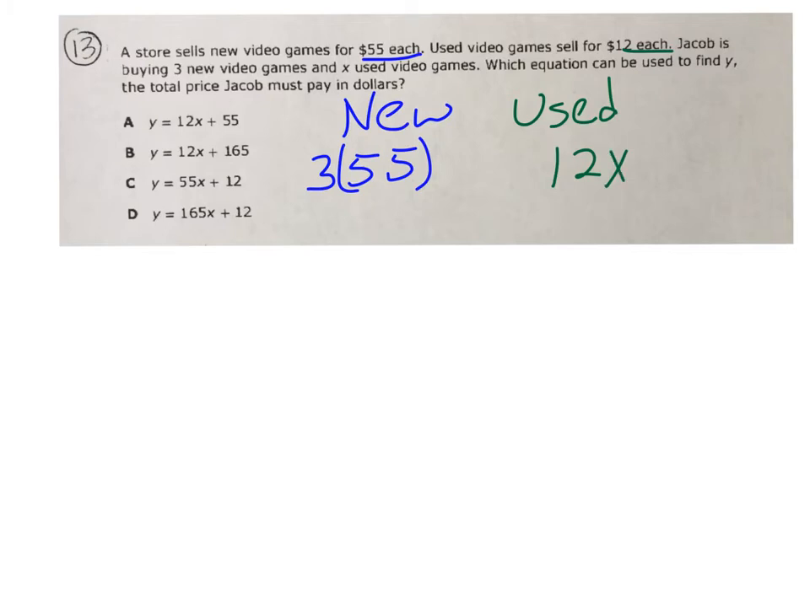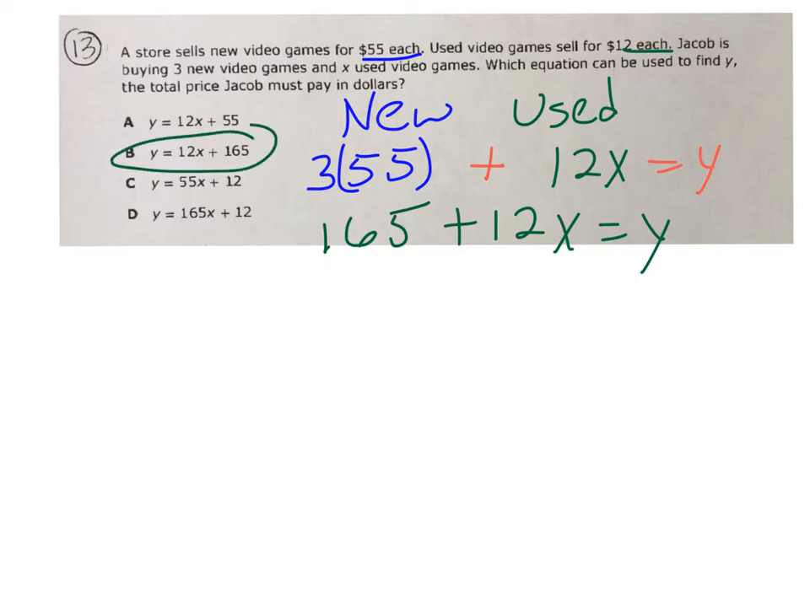Now it's going to be which equation to find the total, meaning all of them to equal Y, your total amount of dollars. Now go ahead and multiply 55 times 3, and that gets you 165 plus that 12x, and again, will equal Y. So you know your answer is B.